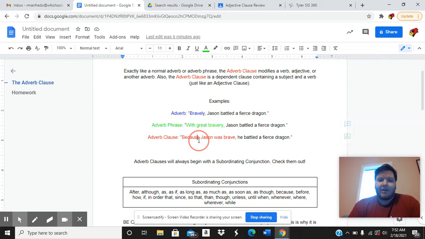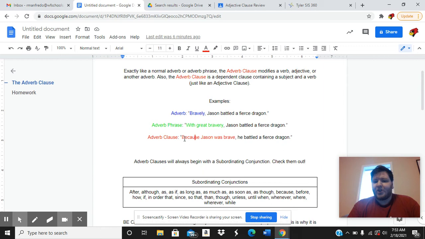And now we have an adverb clause. Because Jason was brave, he battled a fierce dragon. Just like we mentioned before, you have to have a subject right here, Jason. You have to have a verb, was right here. That's a linking verb. But obviously, it can't make complete sense as a complete sentence because it is a dependent clause. So, because Jason was brave, he battled a fierce dragon.